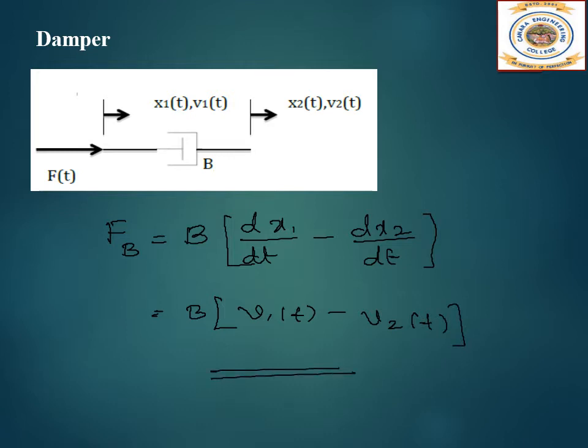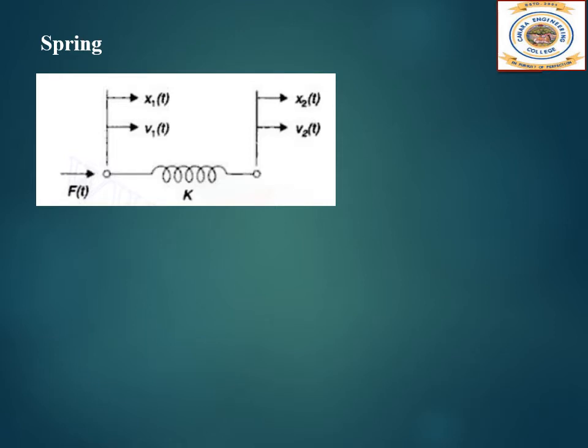Next we will learn about the spring. Here the concept of elastic deformation of a body can be represented as a helical spring. The figure shows such a spring. The spring force is directly proportional to the relative displacement between the two ends, and the constant of proportionality is called the spring constant.